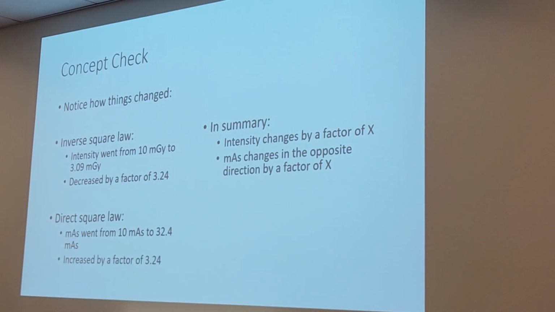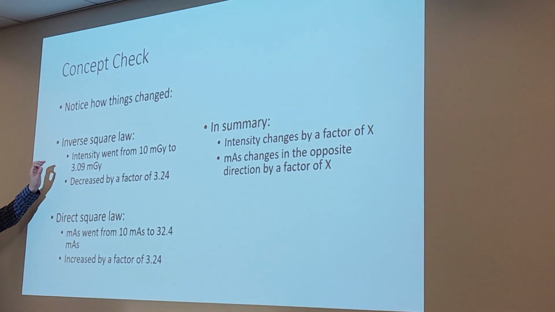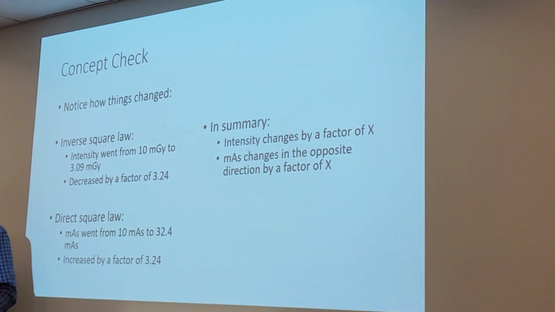Okay, so I know direct square law goes with maintenance. What was inverse square law? That goes with the number of X-rays reaching the IR. Right, so what's the dose at the intersection? And inverse square law, right? This is useful to us because this is what helps keep us safe.